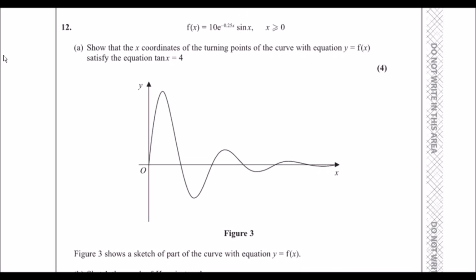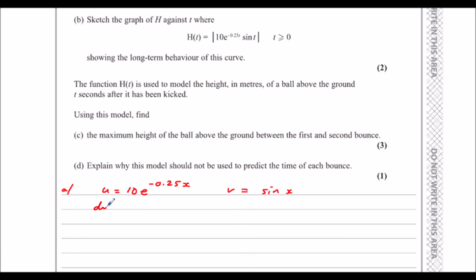So we'll have du dx is this differentiated. And when we differentiate e, it stays as it is. So it's just a chain rule. We need to multiply by the bracket, so the power differentiated. And that's minus 0.25. So minus a quarter times 10 is minus 10 over 4, or minus 5 over 2, e to the power of minus 0.25x.